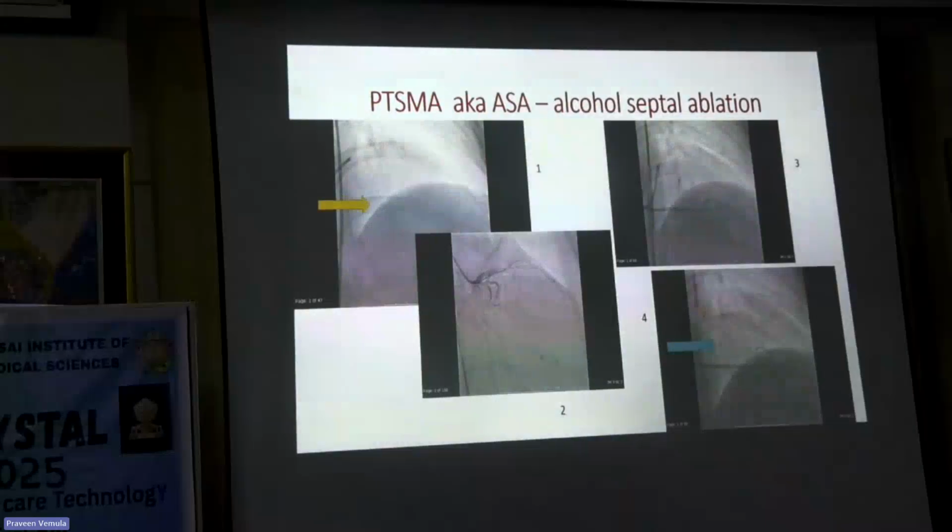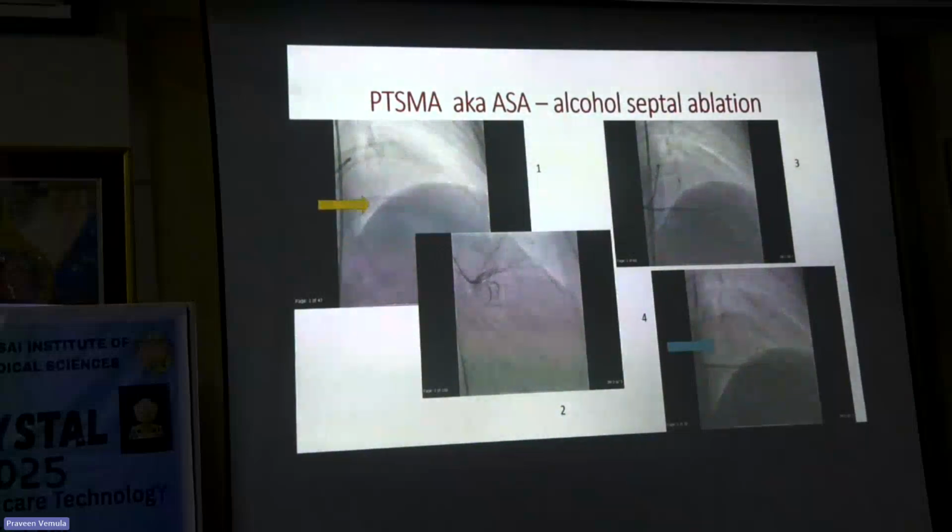This is not a procedure that you would see commonly. This is known as alcohol septal ablation, and is used for HOCM. Two or three years back, there was a question about this. In 2021 in CCT, we had an indication of PTSMA or something. Again, that was out of syllabus, but they have started putting these questions.